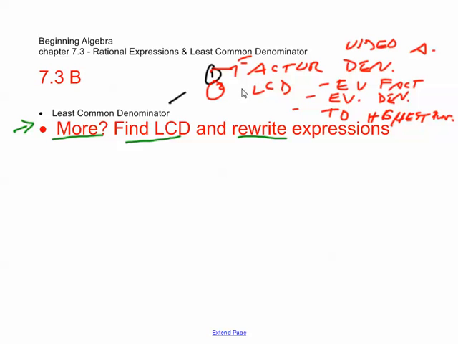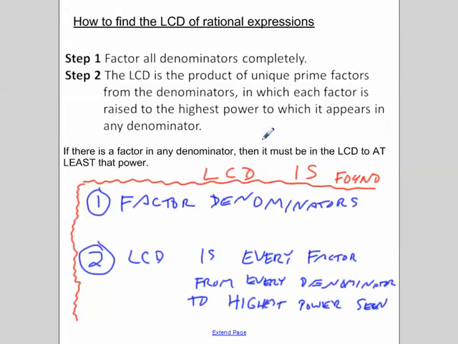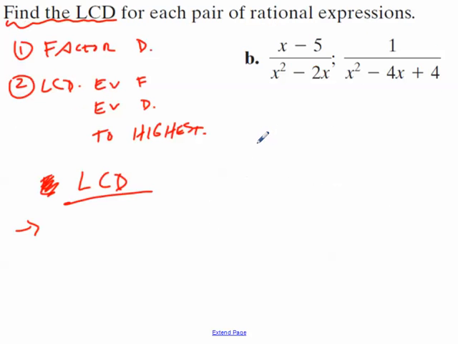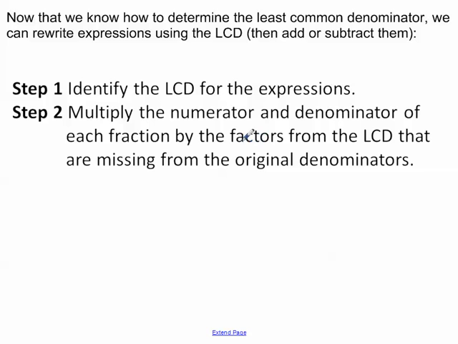Factor our denominator. Find our lowest common denominator, which includes every single factor from every single denominator raised to the highest power. And 7.3b is in red here. We're going to find the lowest common denominator and rewrite our expressions. So this is all the stuff that we went through for video A. Now we're going to go to video B, the next part of my slides. And this is, in fact, all of my printout from D2L, all the slides that we're going through.